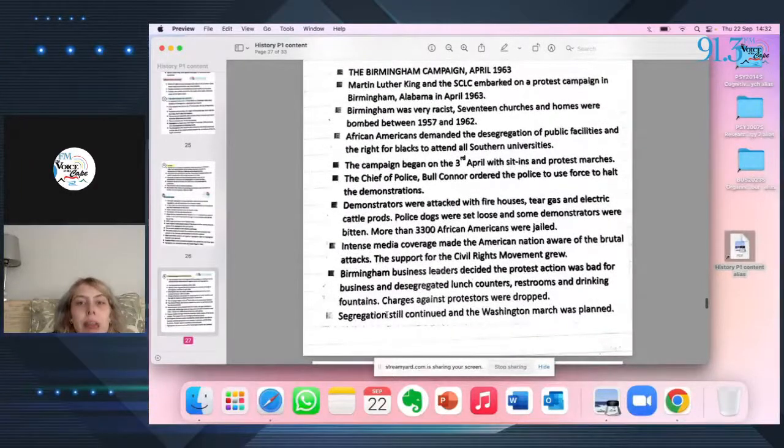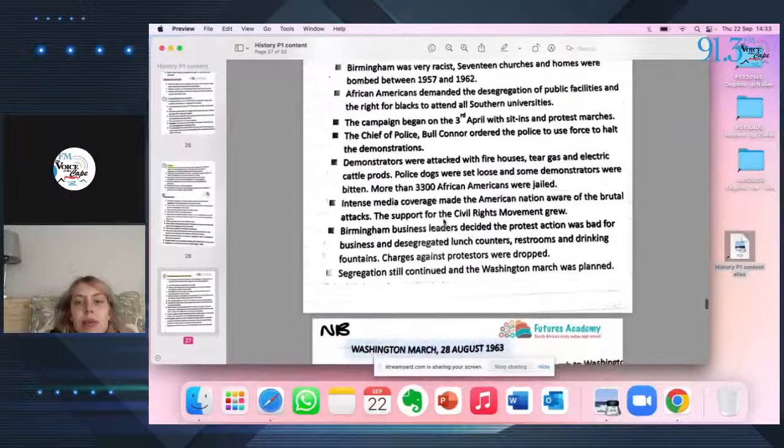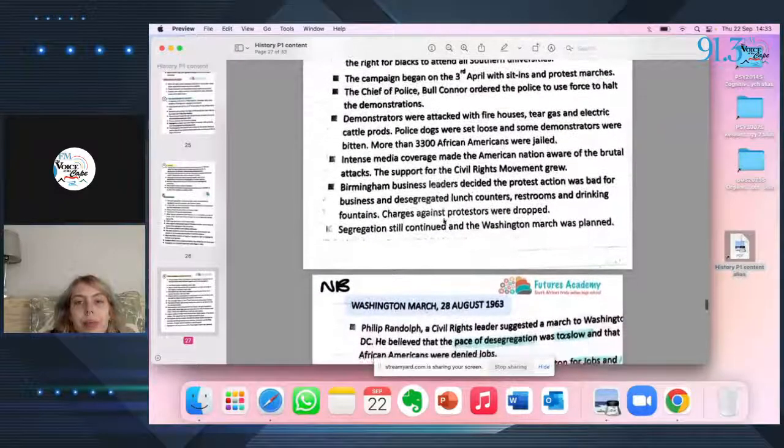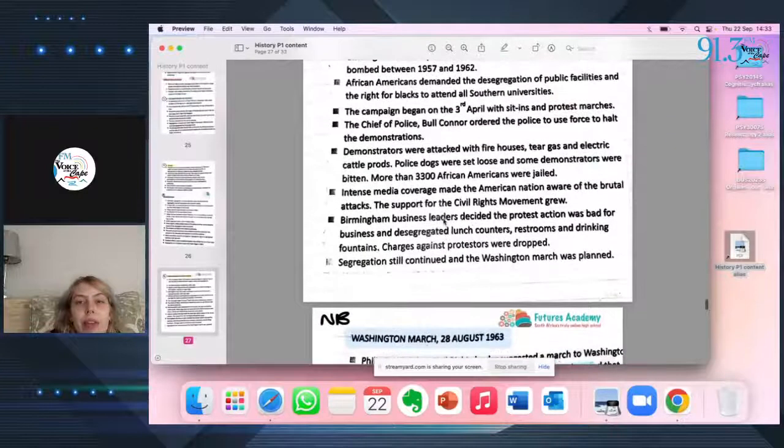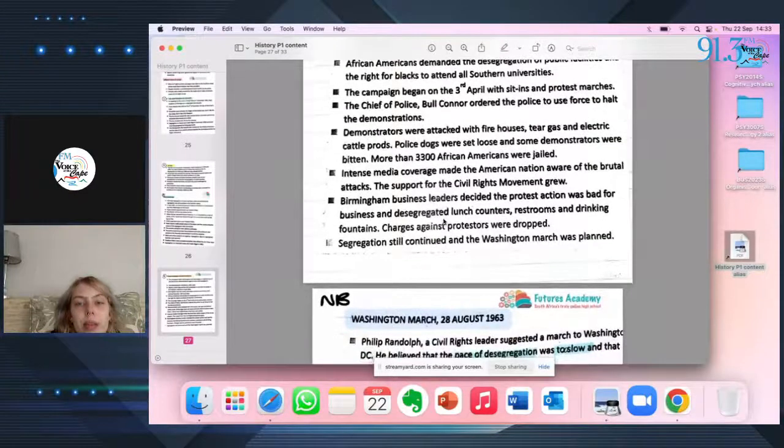Okay, so Martin Luther King and the SCLC embarked on a protest campaign in Birmingham, Alabama in 1963. Birmingham was very racist. 17 churches and homes were bombed between 1957 and 1962. African Americans demanded the desegregation of public facilities and the right for blacks to attend all Southern universities. The campaign began on the 3rd of April with sit-ins and protest marches.